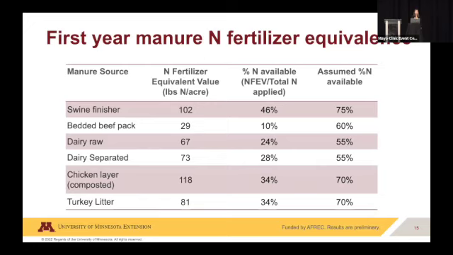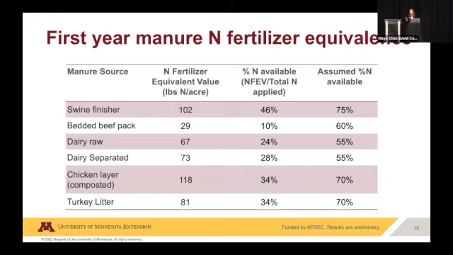So on our table here, we have manure source: swine, bedded beef pack, dairy raw, dairy separated, chicken layer, composted manure, and turkey litter. And then we have our nitrogen fertilizer equivalent value. So our swine finisher on average, we are aiming to apply 140 pounds of available nitrogen. On average, we got 100. Bedded beef pack, again, aiming for 140, we only got 29. Raw dairy was 67. The dairy separated was a little bit higher at 73.